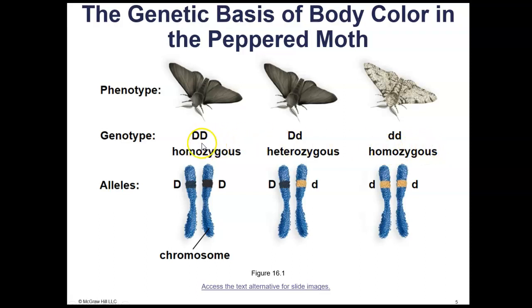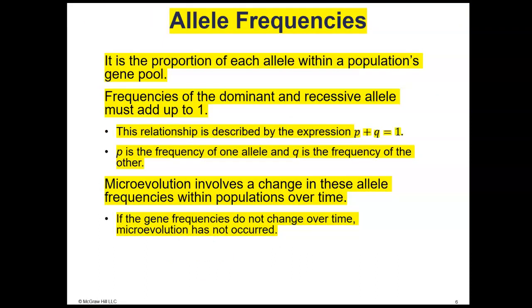So genotypes can be described as homozygous dominant, heterozygous, or homozygous recessive. Okay? The alleles are 2 big D's, a big D and a little d, or two little d's. And that would be the alleles. As far as when we talk about phenotypes, genotypes, and alleles, that's what we mean.